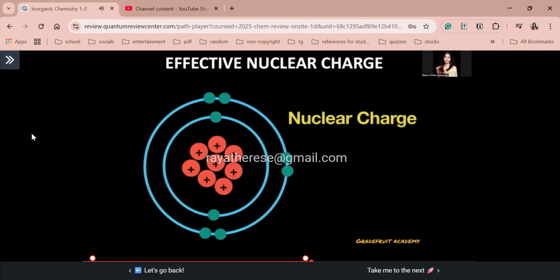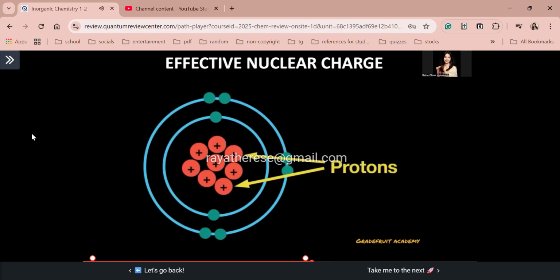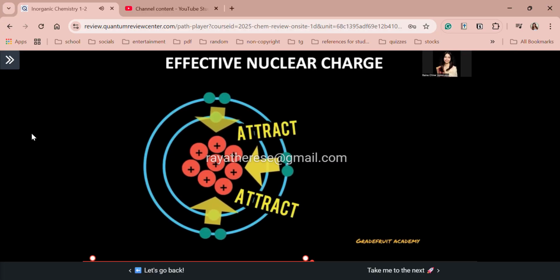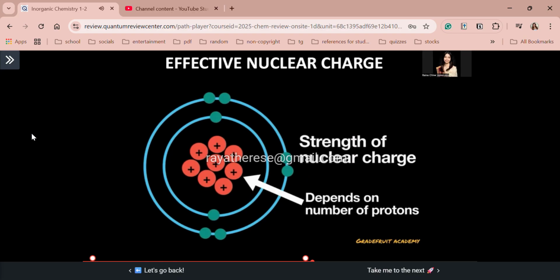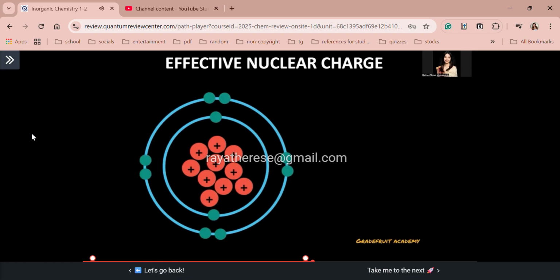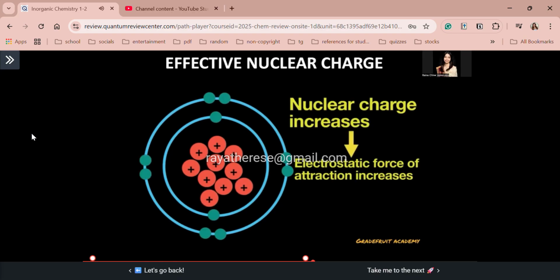As the name suggests, nuclear charge refers to the positive charge of the nucleus because of the positively charged protons inside of it. The positively charged nucleus will attract the negatively charged valence electron towards itself, which causes a contractionary effect on the atom. Hence, the strength of the nuclear charge depends on the number of protons present in an element. So when the number of protons in an element increases, the nuclear charge increases, and this in turn causes the electrostatic force of attraction between the nucleus and the valence electrons to increase, thereby making the atomic radius smaller.